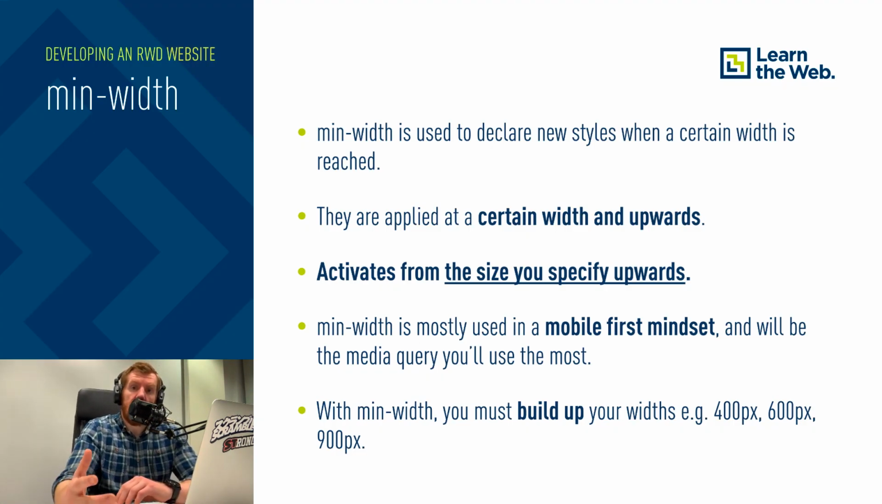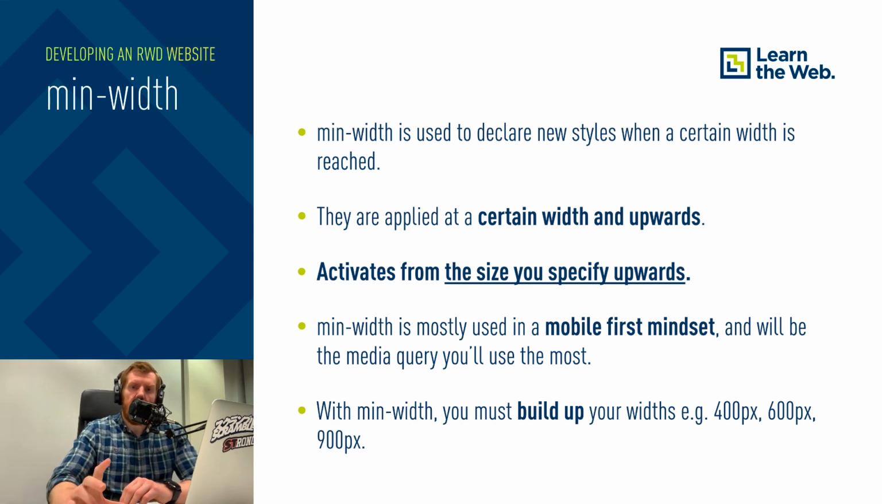So let's start by talking about min width. Min width is used to declare new styles when a certain width is reached in your CSS. Now, min width are applied from a certain width and upwards, so they activate from a size that you specify upwards from that size. So if we take the 768 example again, if you was using min width in your CSS, you target it from 768 and then upwards from that.